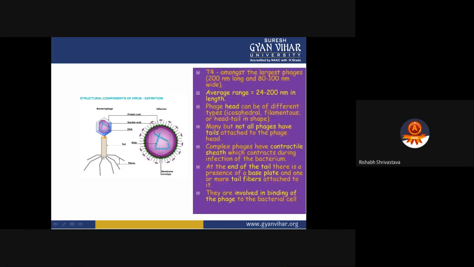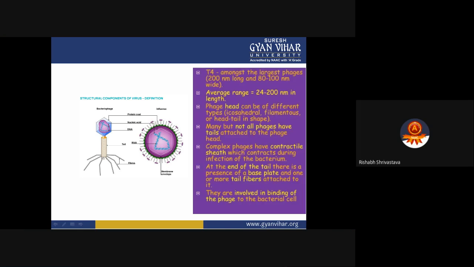For example, here you have your T4 phage. It is among the largest phages in the world. It is 200 nanometers long and 80 to 100 nanometers wide. The average range is 24 to 200 nanometers in length. The phage head can be of different types. That is, it can be icosahedral, filamentous, or head-tail in shape. Many, but not all phages have tails attached to the phage head. But this T4 does have one.